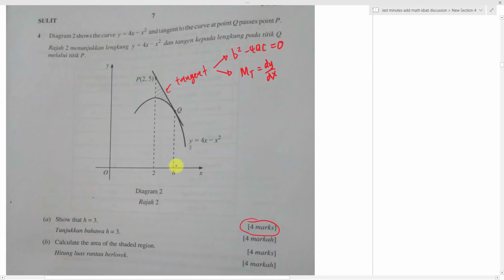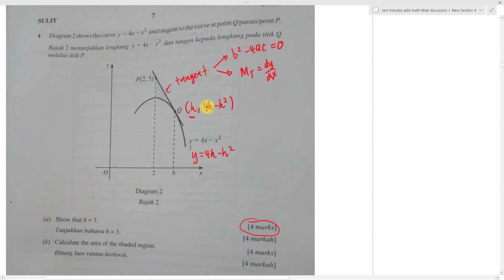And then over here I have some coordinates. Here I only know my x coordinate is h, so I need to find my y coordinate. So what I will do over here is sub the h into the curve equation, because I don't have my tangent line equation. So I'm going to sub the h into the y equation here. I will get 4h minus h squared as my y coordinate. After I sub the h into this equation, I get my coordinate Q, which is h and 4h minus h squared.